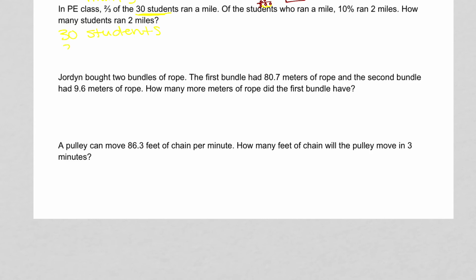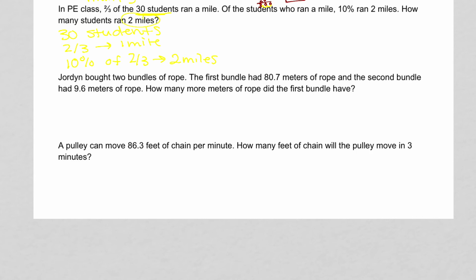Of those 30 students, 2/3 ran 1 mile. And let's see, 10% of 2/3 ran 2 miles. Okay. And it wants to know how many students ran 2 miles.